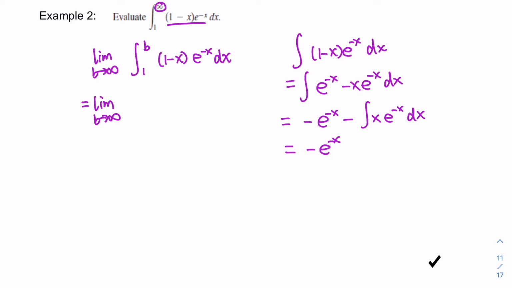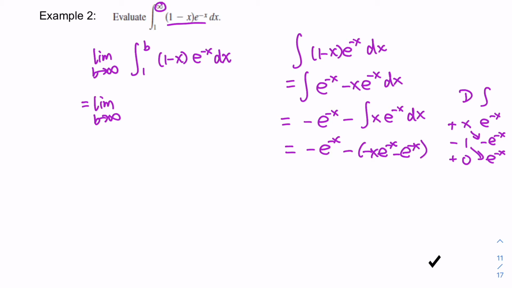This one you can use Taylor's method. x e to the negative x, 1, 0. Negative e to the negative x and e to the negative x, positive and negative. So this gives us minus negative x e to the negative x minus e to the negative x. So minus minus plus, so the final answer will be x e to the negative x, 1 to b.